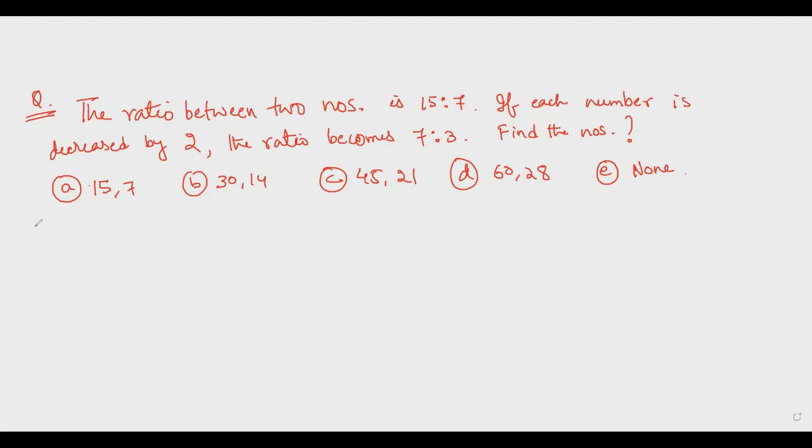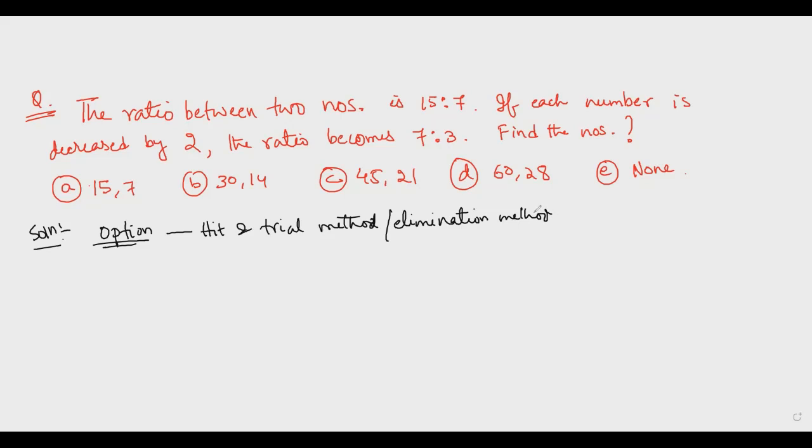Okay. So solution. The option method is also called the hit and trial method, or sometimes they call it the elimination method. That's what we have to learn here.